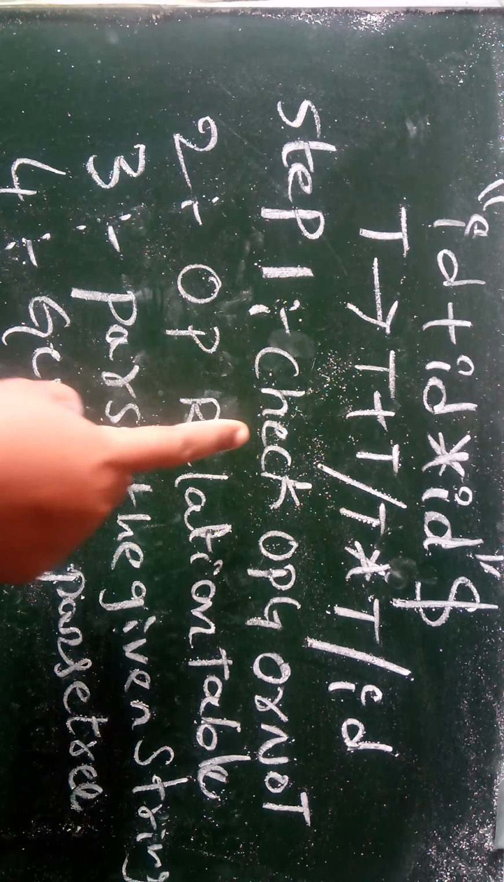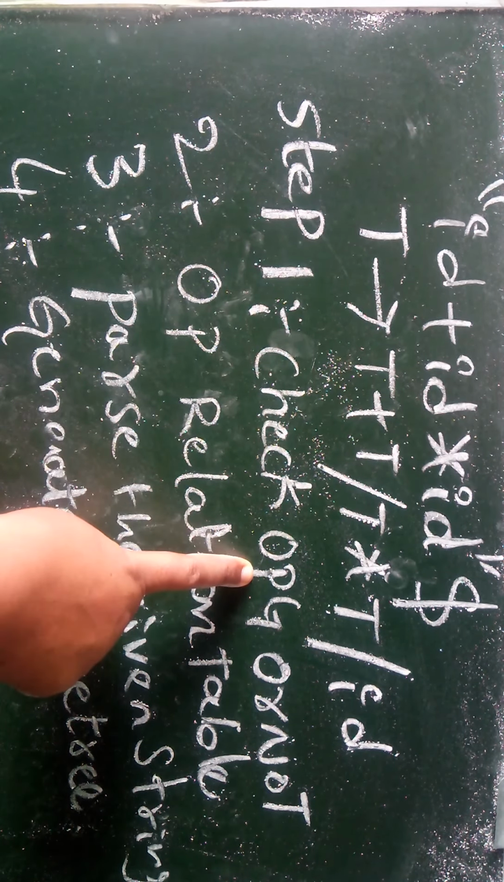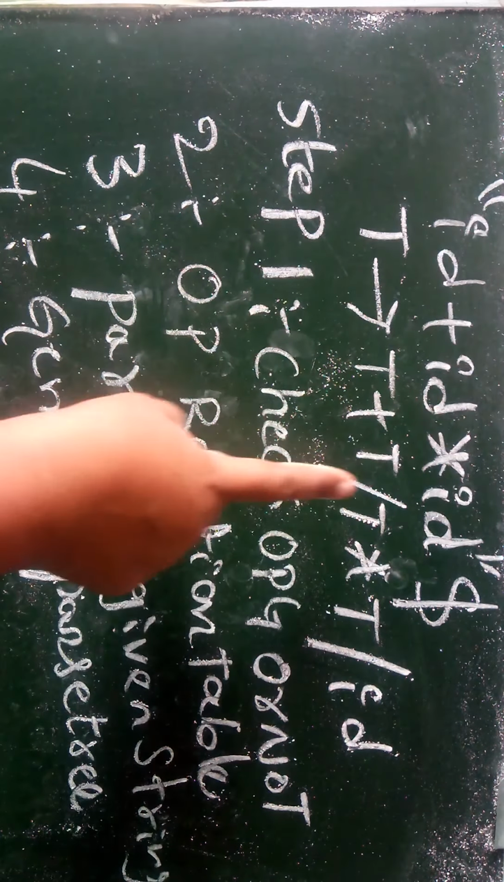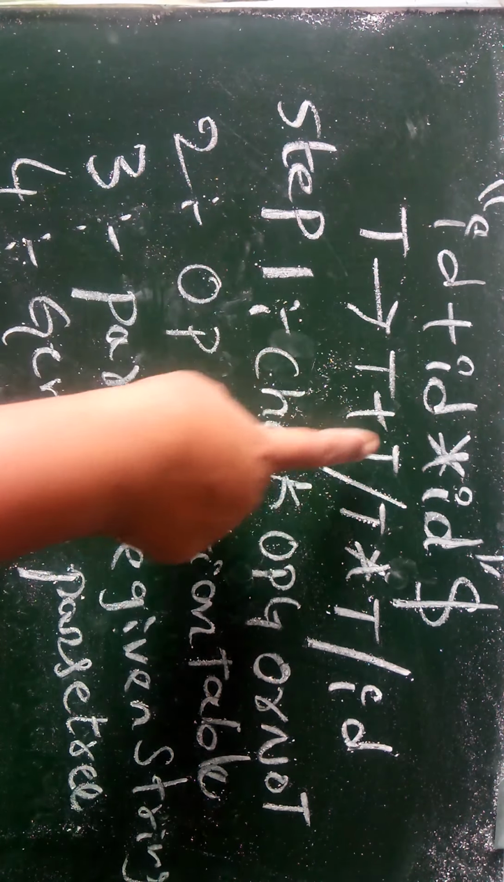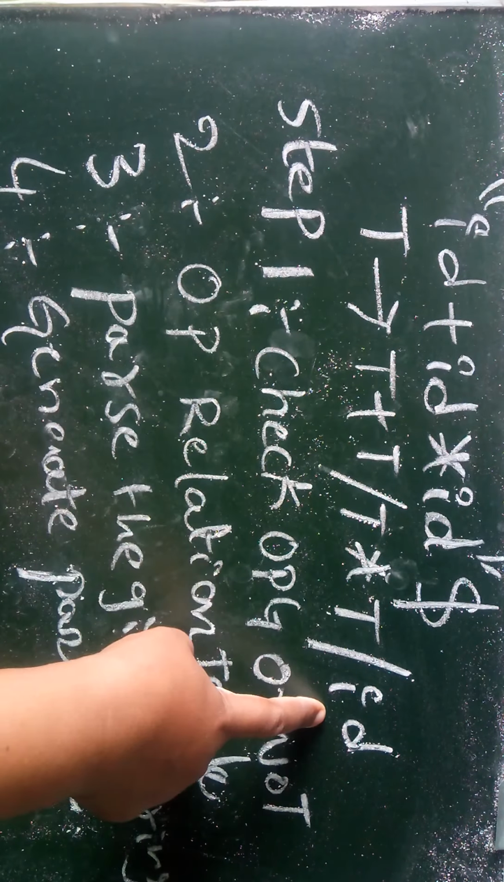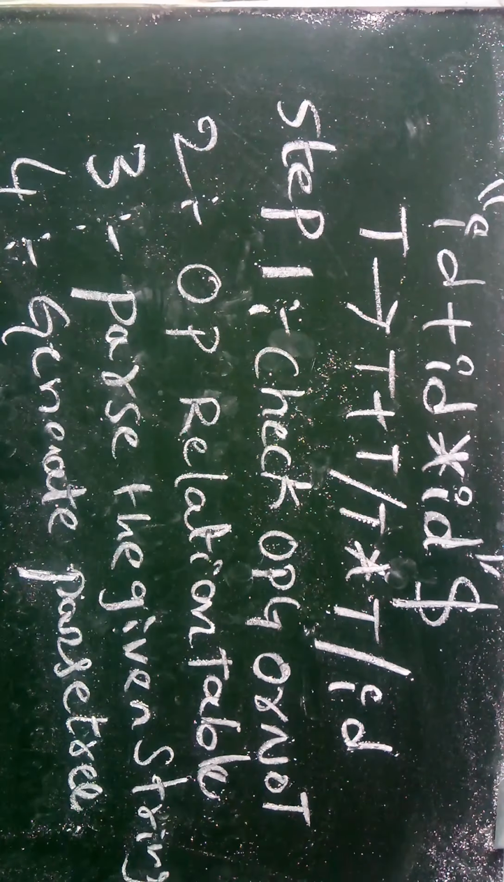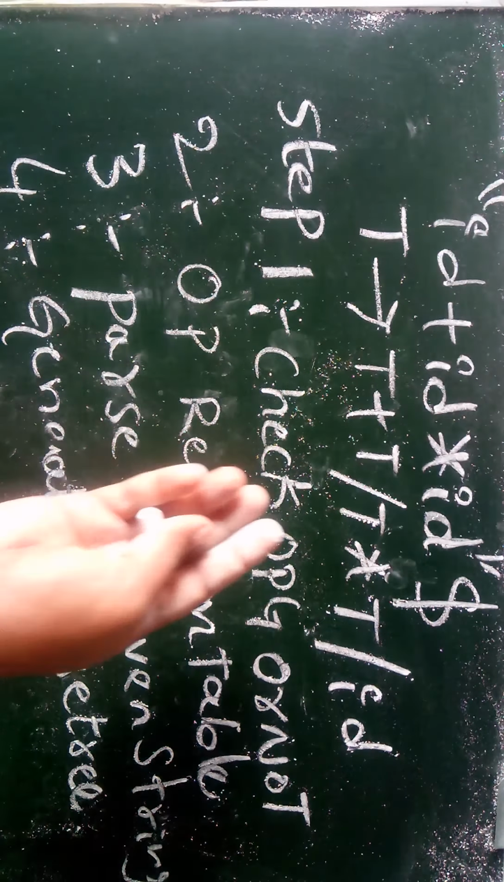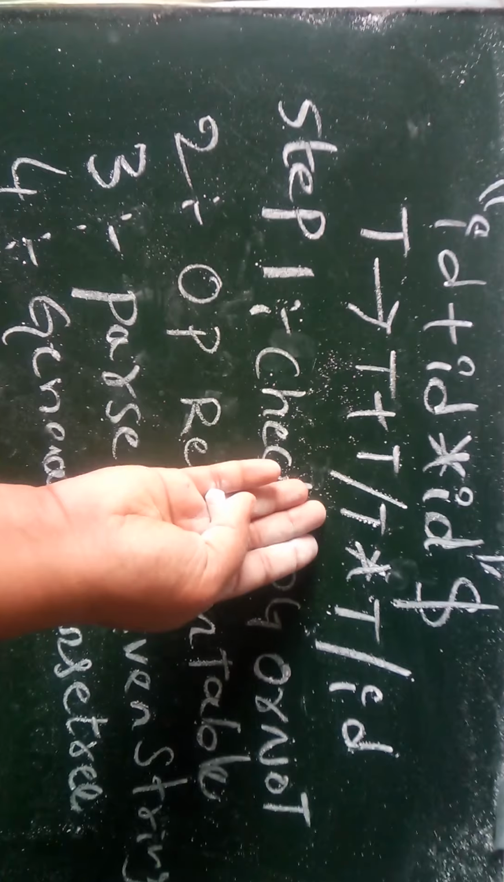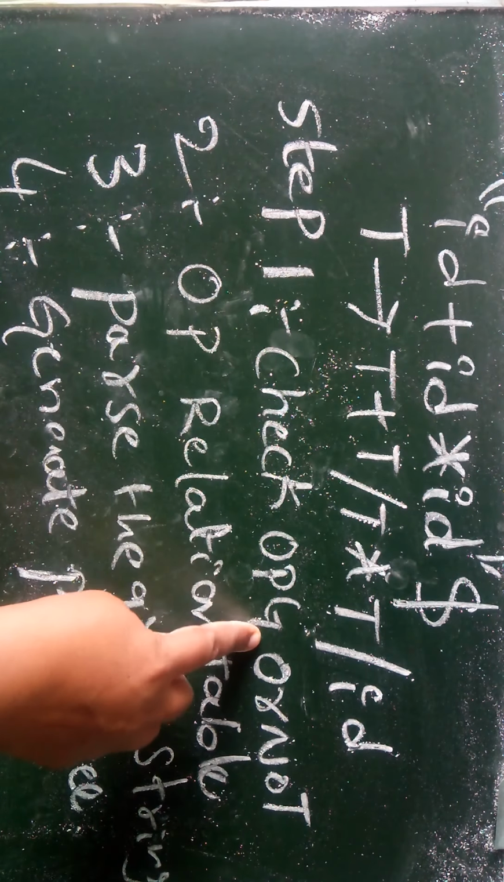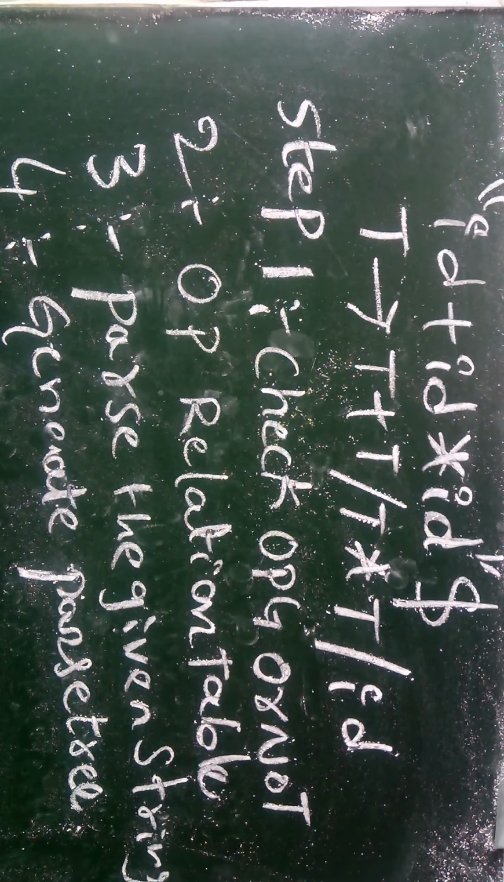In the first step, we have to check OPG or not. Check the given grammar: T plus T, T into T, ID. The expression is operator precedence grammar. Rule 1 is no epsilon on the right hand side. Rule 2 is no two adjacent variables. So the given grammar satisfies the 2 rules, which means the first step is satisfied.